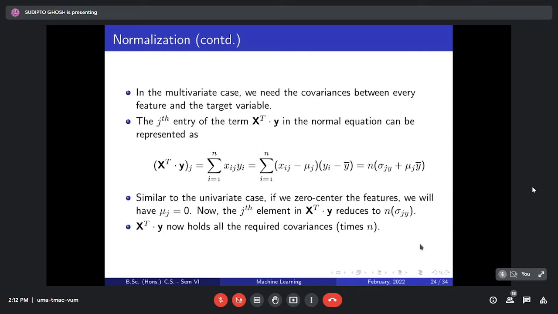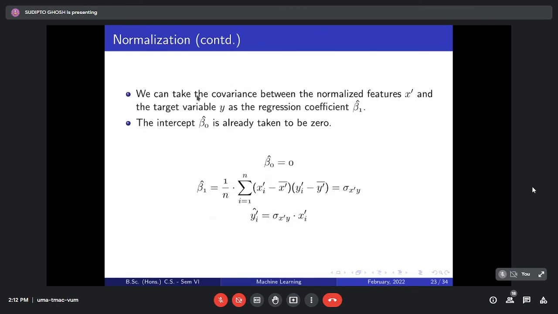But I also said that we zero centered the features, so this mu_j term will be just zero, so this term will cancel out, because for all the transformed values, that is x prime, we have mu_j zero. So the jth element in this x transpose y vector is nothing but the covariance between the jth feature and the target value y, the correlation between j and y, times n. So x transpose y is actually nothing but my covariances times n. That is what I am saying.